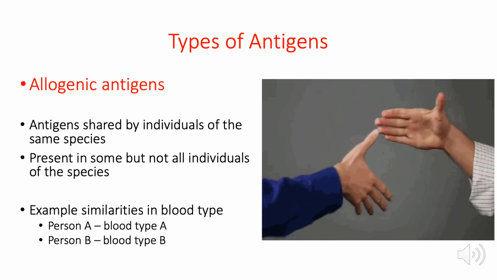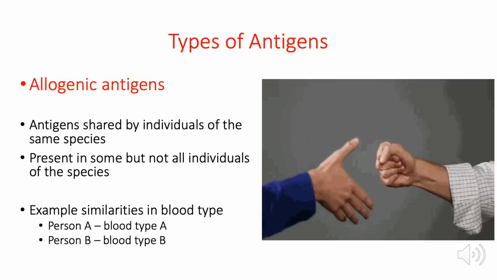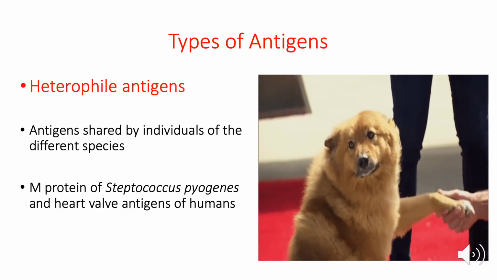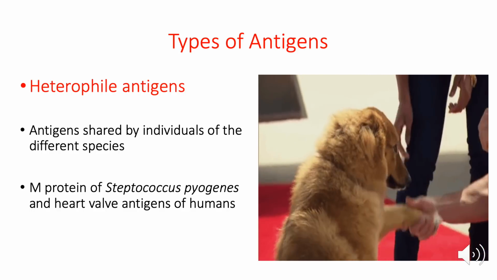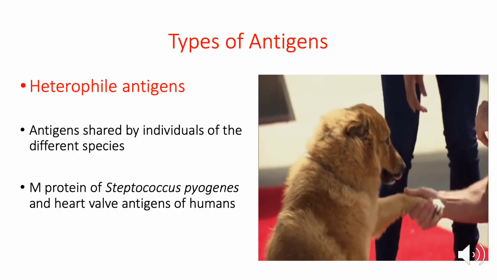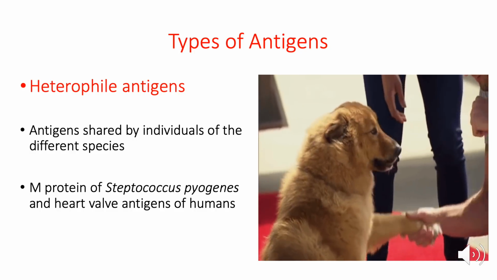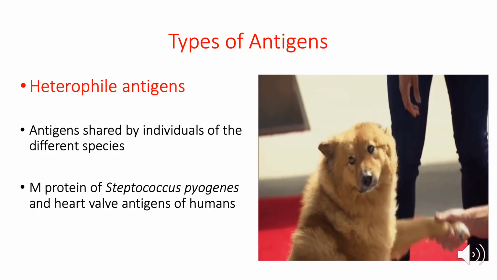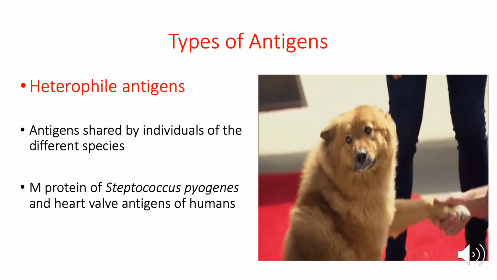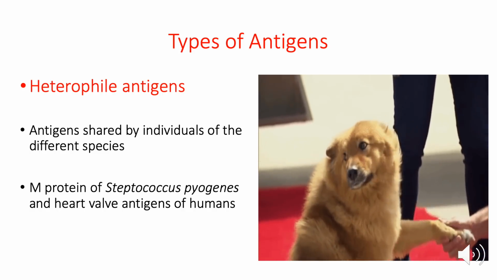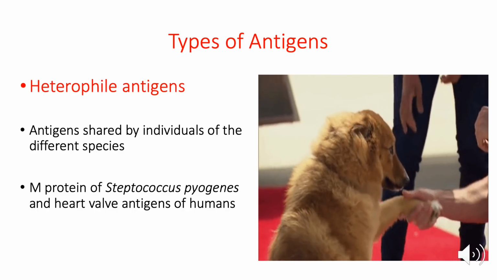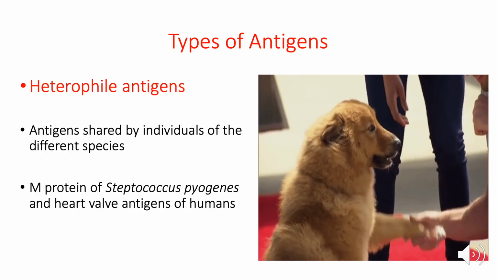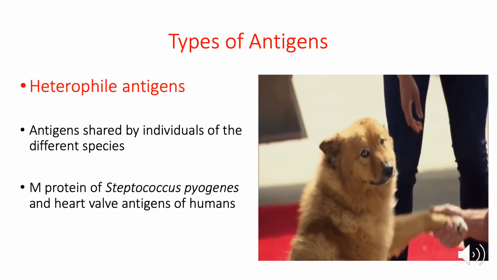But then again, the A antigen is something that is shared by individuals of the same species. Antigens that are shared by individuals of unrelated species or different species are called heterophile antigens. One good example is the M protein of Streptococcus pyogenes, the causative agent of pharyngeal tonsillitis, and the antigen of the human heart valves. That's why if you have recurrent tonsillitis caused by Streptococcus pyogenes, the antibodies against M protein will cross-react with the antigens present in our heart valves. Humans and bacteria are unrelated species.